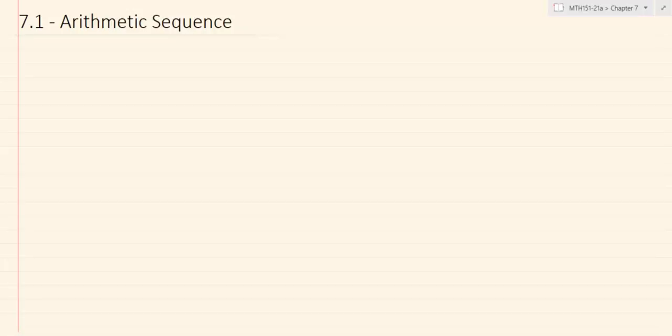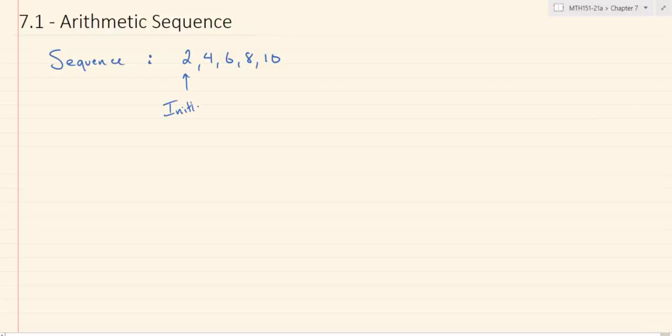Today we're going to talk about arithmetic sequences, and a sequence is just a list of numbers. For example, we could do a list like 2, 4, 6, 8, and 10. And this list has 5 terms in it. 2 is the first term, so we would call this the initial value, and we would call this n sub 1. That's the first term. And this term is the last term, and we would call that n sub 5.